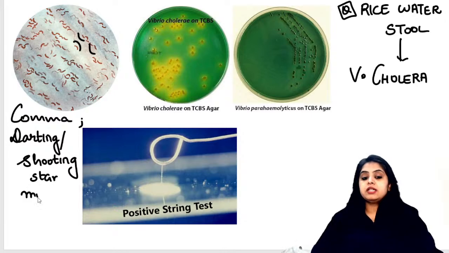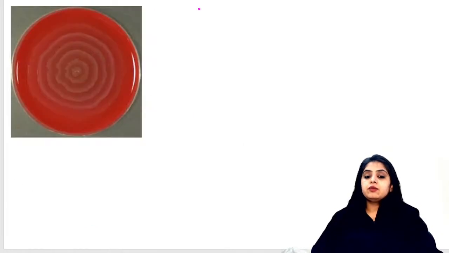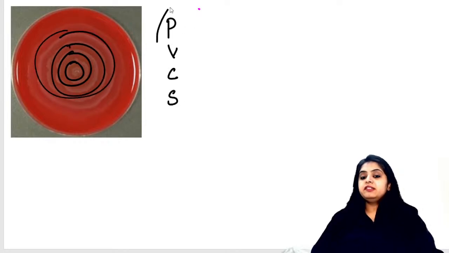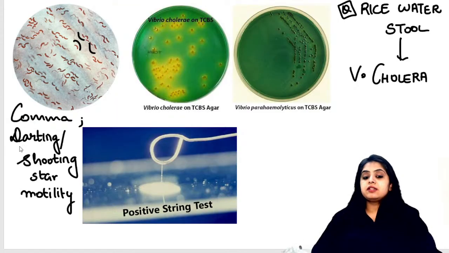Very famous motility. Okay, right now I told you something called swarming motility. Swarming was going round. Remember, I showed you one picture, I'll show it again. There was one swarming motility going as a round. What mnemonic did you tell me for that? You had told me PVCs. So for swarming motility you are going to tell me PVCs. Now I'm telling you the darting or shooting star motility. That is what you see with Vibrio.